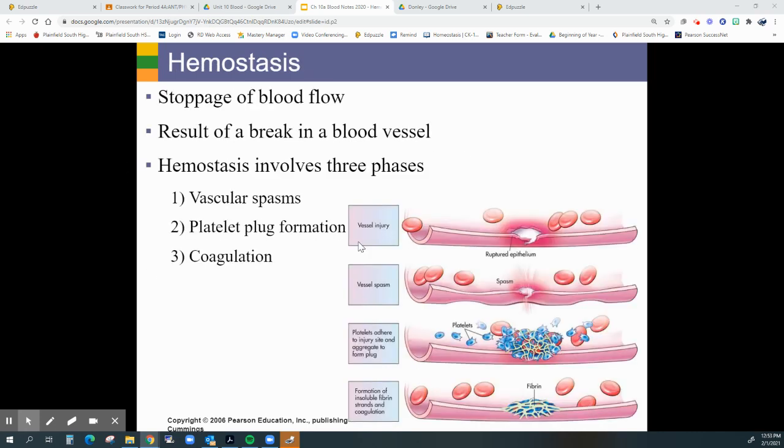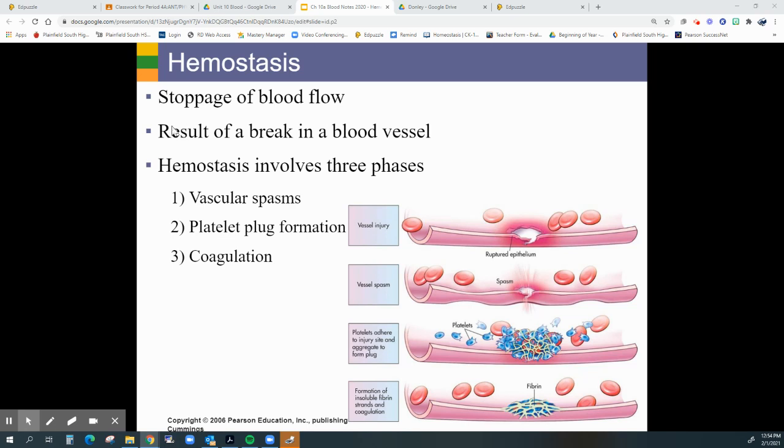There's a couple different processes that have to happen here, but the main purpose for hemostasis or blood clotting is essentially just to stop the flow of blood. All right. We don't want to bleed out. We don't want to lose all this precious blood that we have inside of our body. So this is the reason why this process needs to take place.